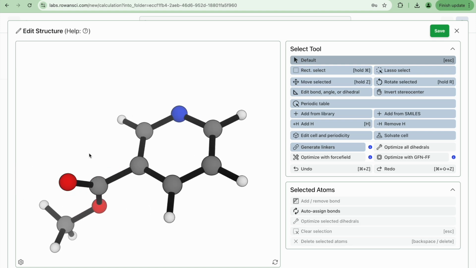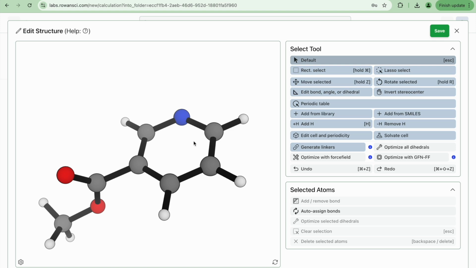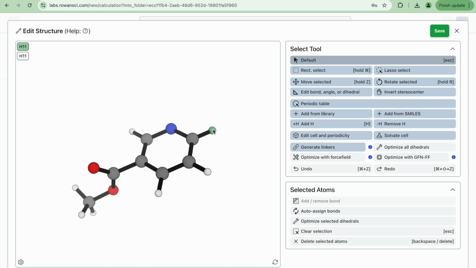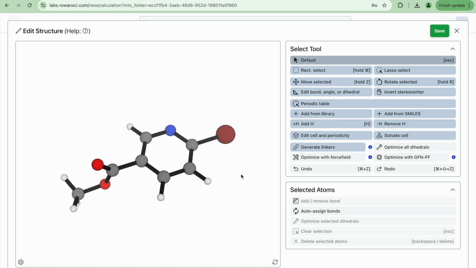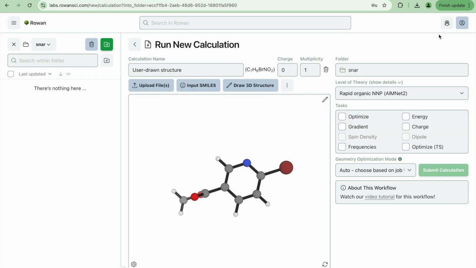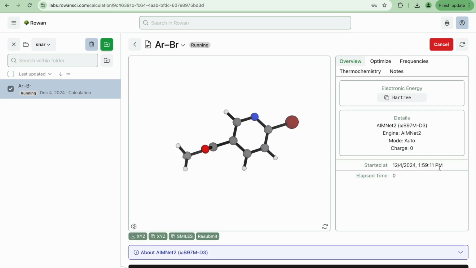Shift E gives us a CO2Me, a carboxyl group, sort of a little ester, and then we'll add a bromine here to serve as our electrophile. So this will be a lovely aryl halide that we can use for our nucleophilic aromatic substitution. So we'll say save, we'll say ArBr. Maybe if we're going to look at other ones, we would want to have a better nomenclature than that, but this will be just fine for right now. And we'll say optimize plus frequencies. Say submit calculation.